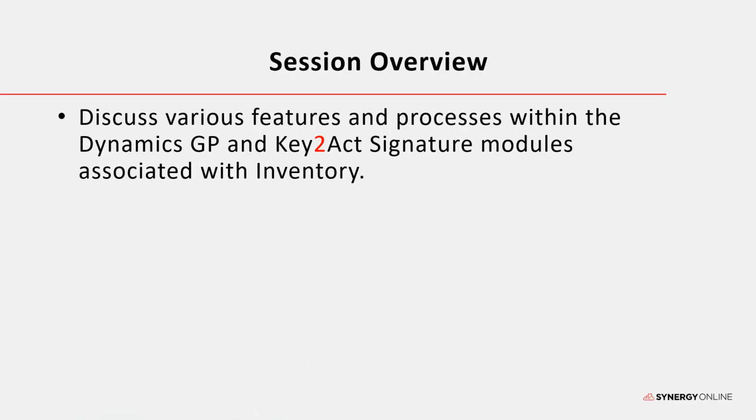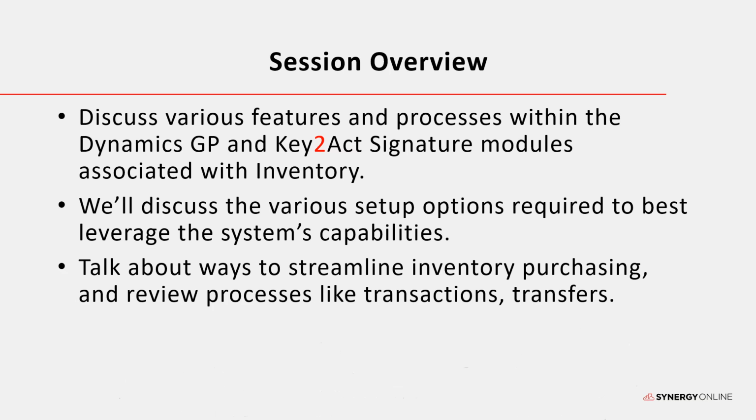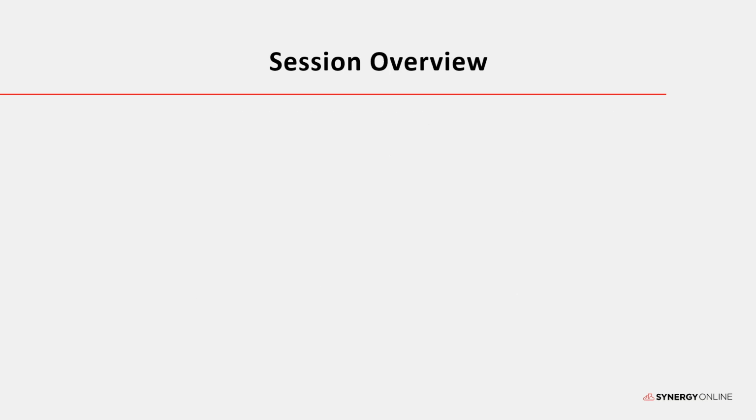So we're going to talk a little bit about the setups within Signature and Dynamics GP, core inventory. We'll talk about some of the setup options, and maybe not setup, but configuration, that will help you to best leverage the system's capabilities. And then we'll talk about ways to streamline inventory, the purchase and using tools like the PO generator.